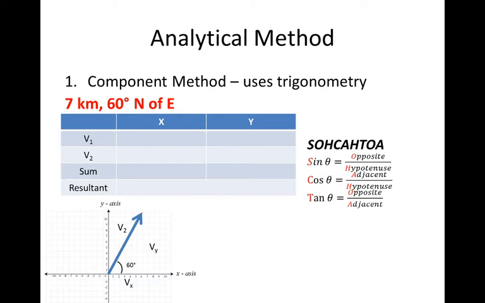Now we have to remember that this vector has an x component and a y component, because in the component method you will have to separate the x and y components of every vector you have. For example, vector 1 has a certain x and a certain y, and vector 2 also has a certain x and a certain y. So you have to get the sum of all x's and the sum of all y's. That will be your resultant x and resultant y. And then to determine the resultant, you're going to use the Pythagorean theorem.